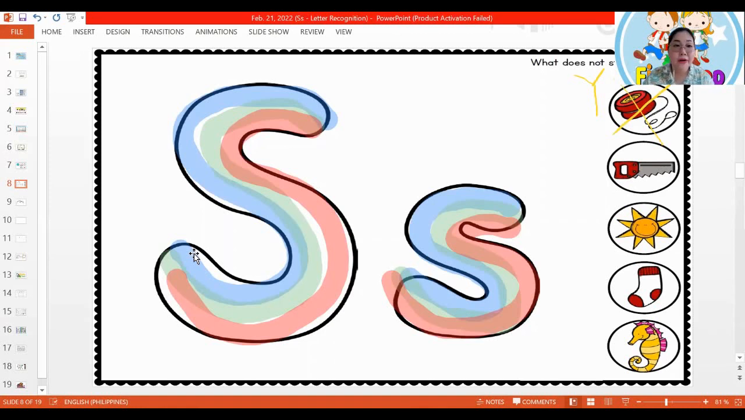Correct. Now we have saw. Saw to cut the wood. Does it begin with the letter S? Yes, it does. We also have sun. Sun. Does it begin with the letter S? Yes, it does. We also have sock. Sock. Does it begin with the letter S? Yes. And lastly, we have a seahorse. Seahorse. Does seahorse begin with the letter S? Yes, it does. So we have 4 pictures here that begin with the letter S. We have a saw, the sun, socks, and seahorse.